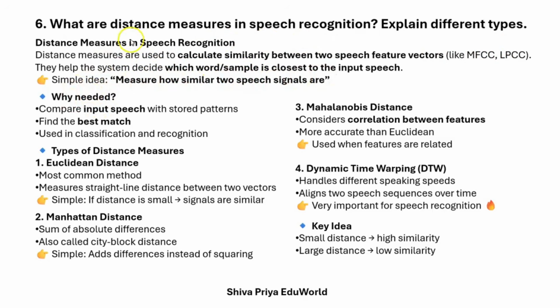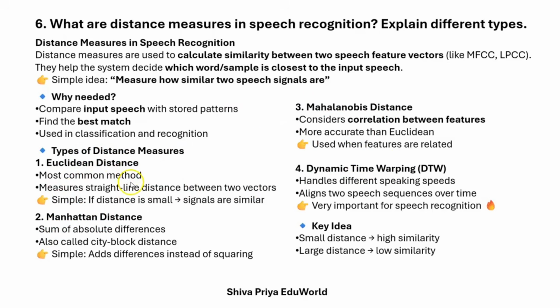Clear? Why do we need distance measures? To compare input speech with stored patterns and to find the best match, that is MFCC or LPCC. It is used in classification and recognition as well. The types of distance measures are Euclidean distance, Manhattan distance and dynamic time warping. These are all the types of distance measure.